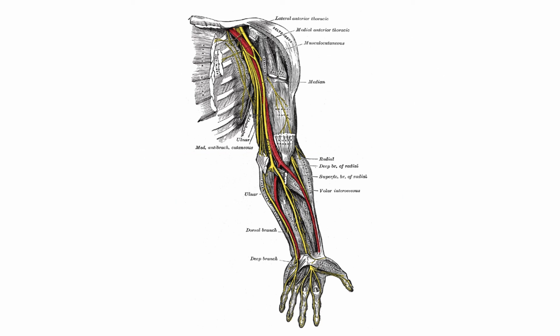Flexor carpi ulnaris and the medial half of flexor digitorum profundus are innervated by the ulnar nerve. Other muscles are innervated by the median nerve.